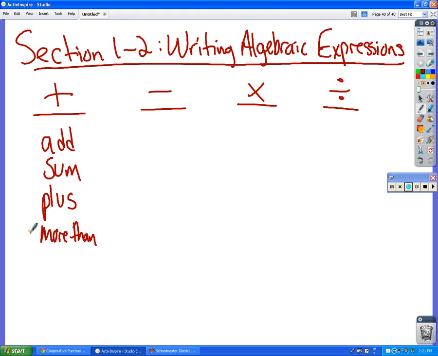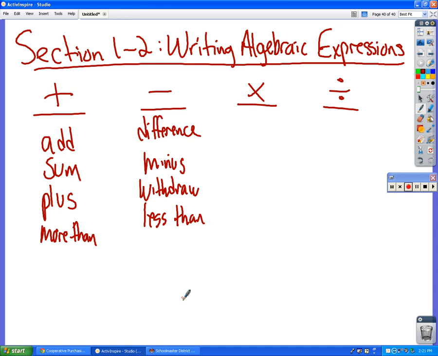Yes, Michaela? Difference, good. Okay, Jordan? Minus. All right, minus, excellent. Blaine? Withdraw. Okay, withdraw. If you take something away, if you're withdrawing something, say yes. Less than, less. More than is plus, less than is subtract. Okay? Subtract. All right. Okay, any other obvious, easy ones? Yeah. Take away. Okay, or take away.